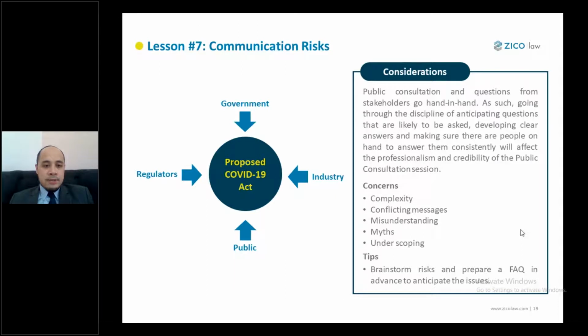Another issue is overpromise. You let the stakeholders believe that you can deliver something, but at the end of the day, you can't deliver. You don't have that authority, you don't have that power. You knew from day one that you can't do it. So you need to manage all these concerns.